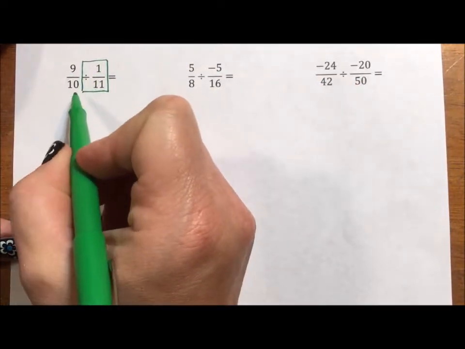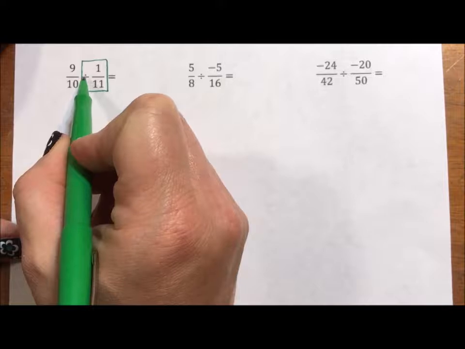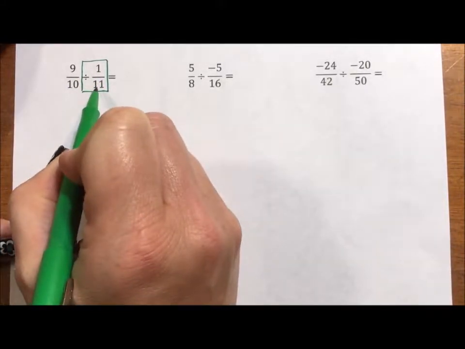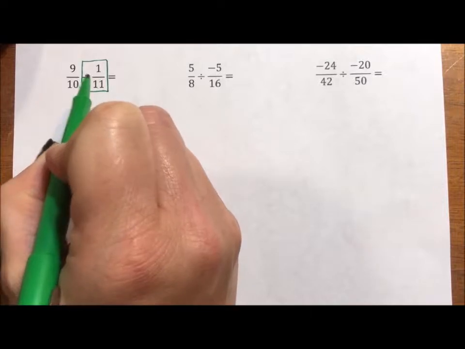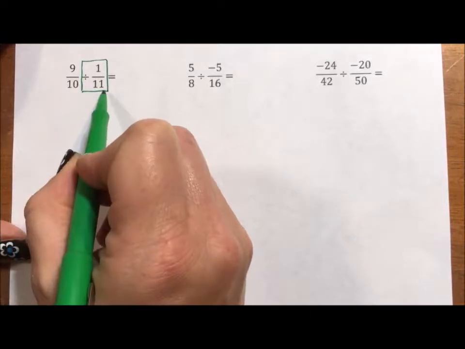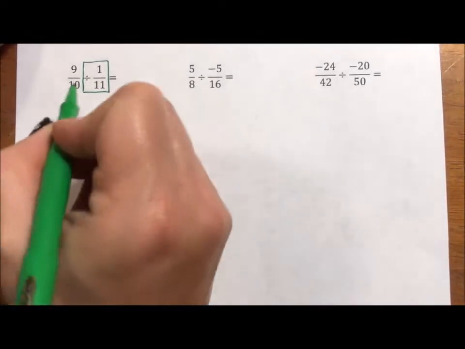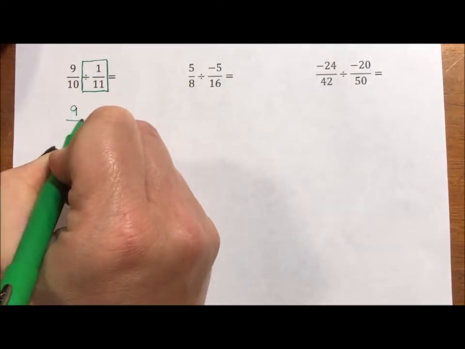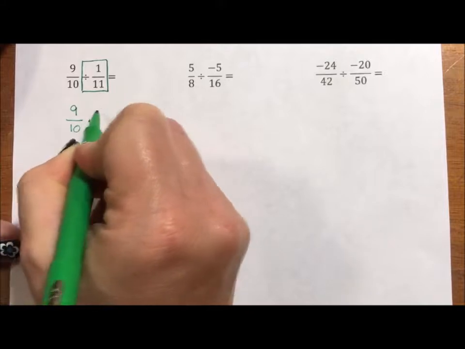Whenever I have a division problem, I put a square around the division sign and the fraction that comes after it to remember that it's that fraction that gets flipped. I find the reciprocal of the fraction after the division sign, not before. So if I want to divide these, I say 9 over 10 times 11 over 1.